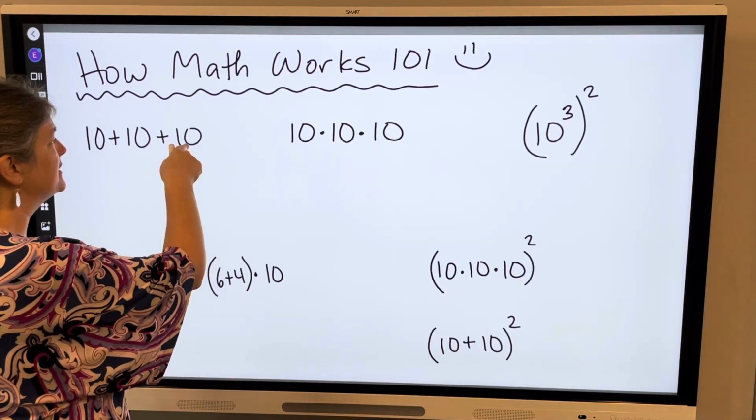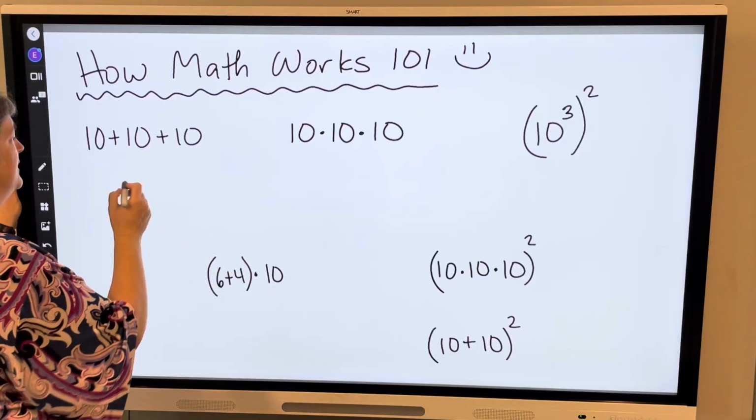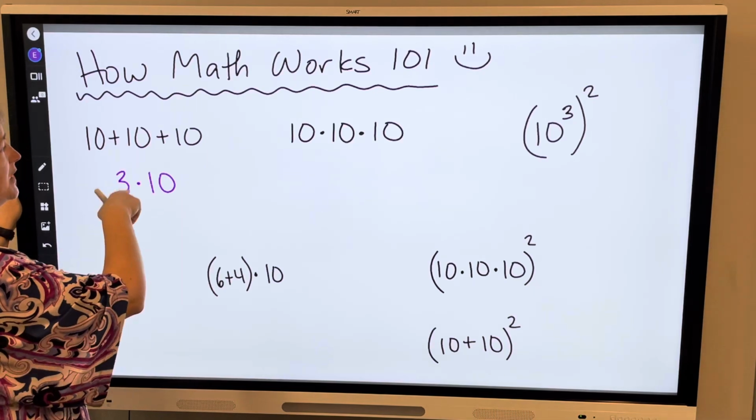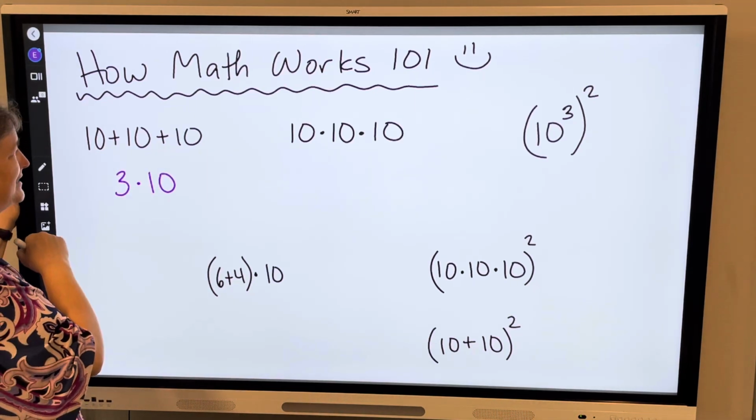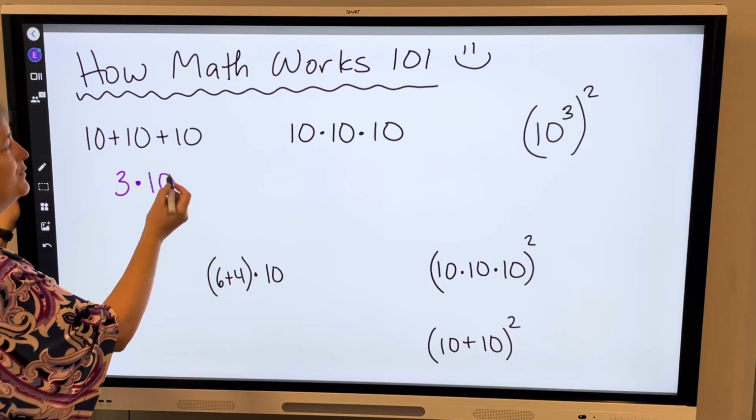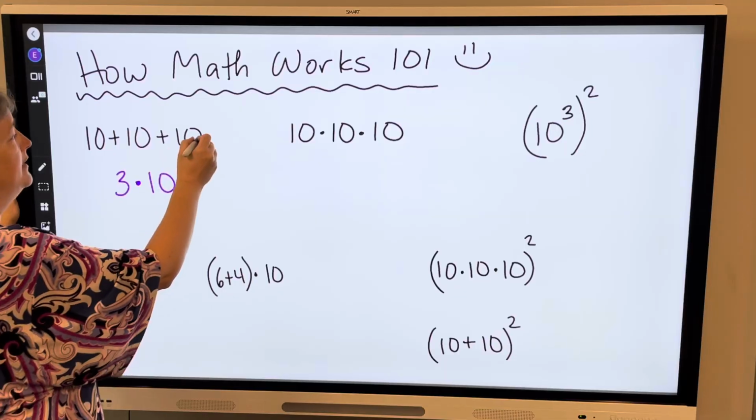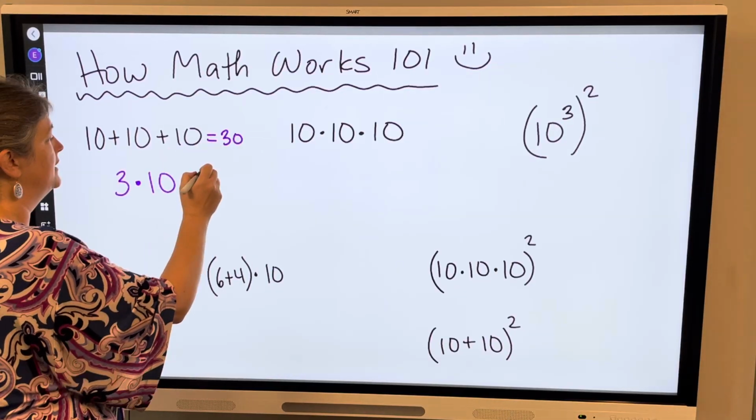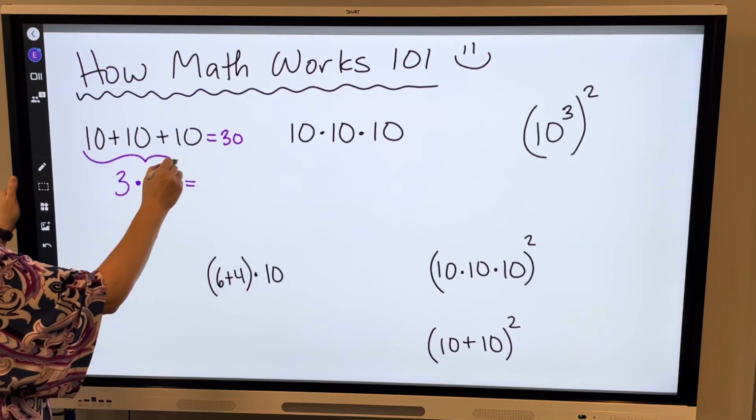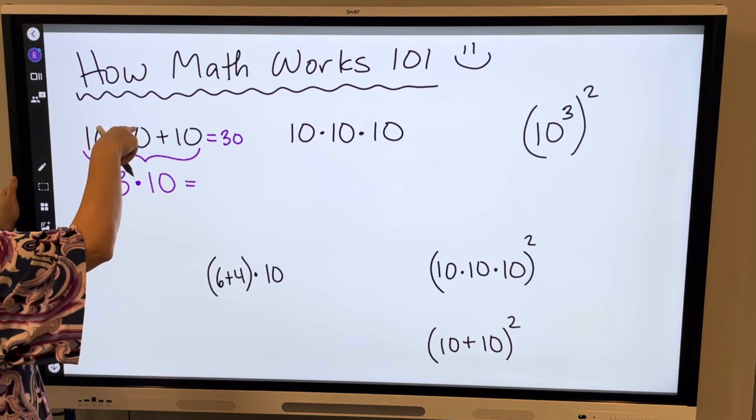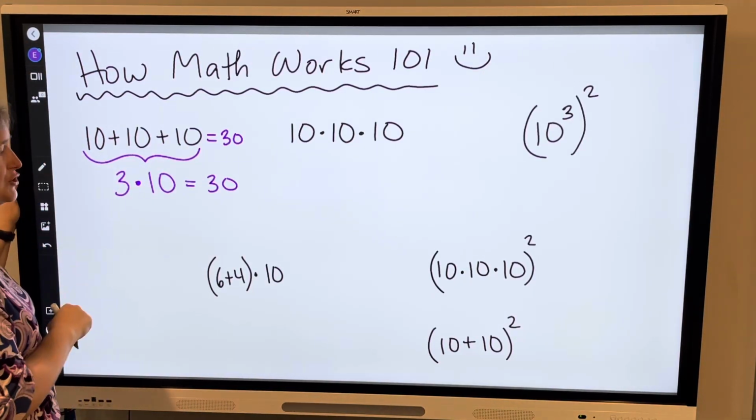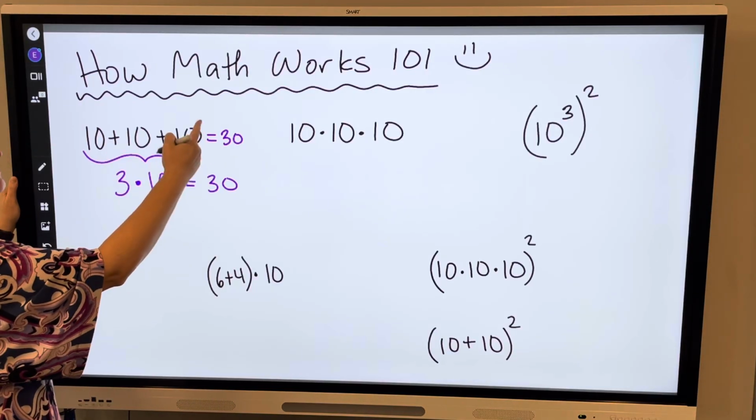So 10 plus 10 plus 10, repeated addition, is 3 times 10. The multiplication comes from how many times I add the 10, and it's basically a count of how many 10s I have. We know that this expression, by the way, has a value of 30. So we can check when we change the way the expression looks, right? This was just a rewriting of the same expression, and I maintained its value. 3 10s is 30. 10 plus 10 plus 10 is 30.